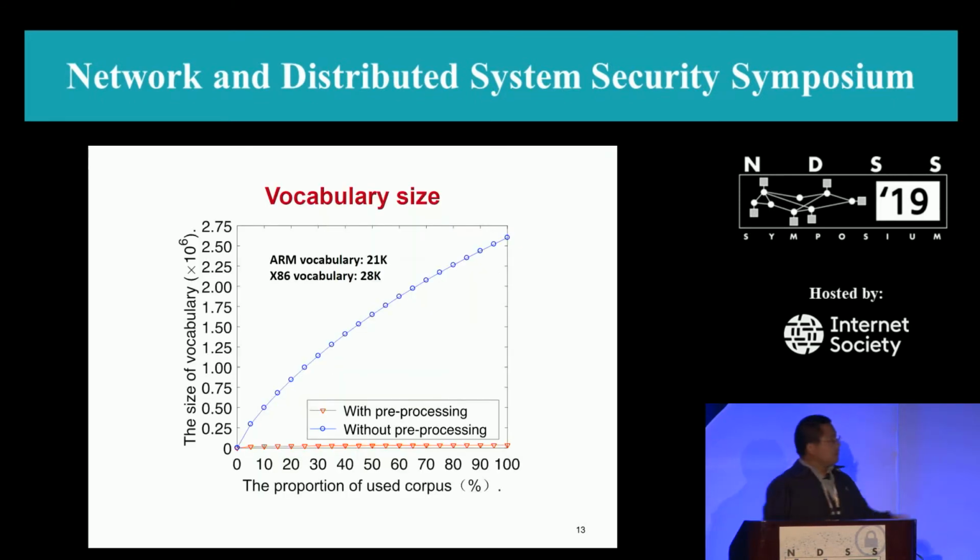Yes. If you look at this graph, the x-axis is the percentage of the corpus we use, and the y-axis is the vocabulary size. The blue curve shows the approach without pre-processing. You can see the vocabulary size grows very quickly. And the red one is the one with pre-processing. You can see we end up with a pretty small vocabulary, and it actually grows very slowly.